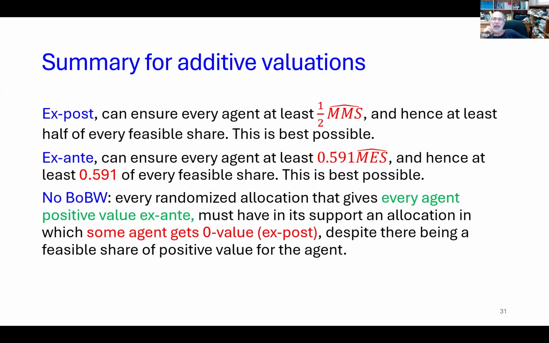Okay, so, summary for additive valuations. Ex post, we can ensure half of the MMS hat, and hence at least half of every feasible share. And this is best possible. Ex ante, we can ensure 0.591 of the MES hat, and hence at least this much of every feasible share ex ante. And again, this is best possible, but there is no best of both worlds result. We can have either one or the other, but not both.